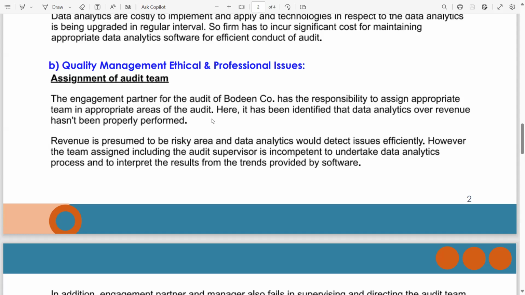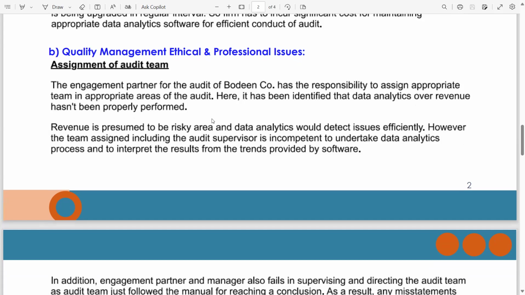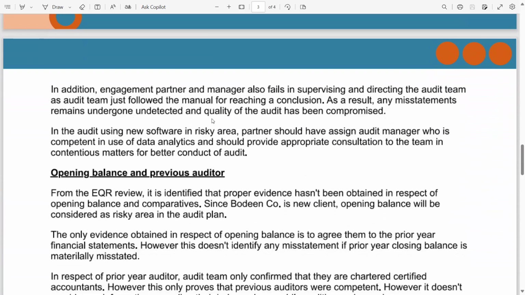However, the team assigned, including the audit supervisor, is incompetent. You know why they are incompetent? Because it's written in the second paragraph that the audit assistant or the supervisor have checked. They are incompetent to undertake the data analytics process and to interpret the results from the trends provided by the software; they just get a copy from the data software and do the tick-based audit. In addition, the engagement partner and manager also fail in supervising and directing the audit team, as the audit team just followed the manual for reaching a conclusion. It means there is no professional skepticism, there is no judgment. As a result, any misstatements remain undetected and the quality of the audit has been compromised.